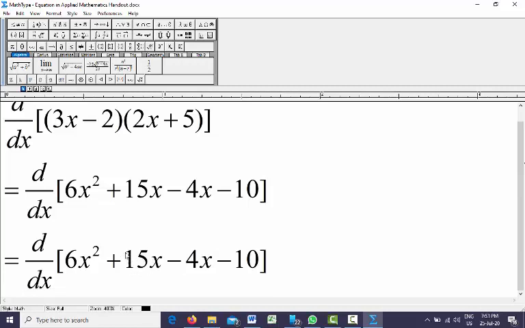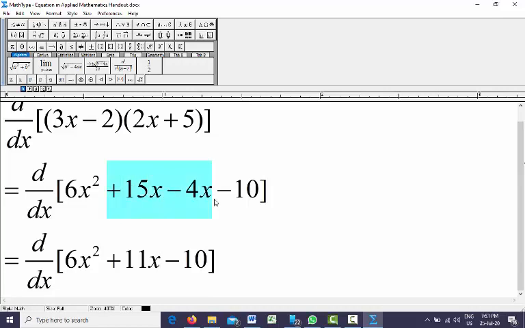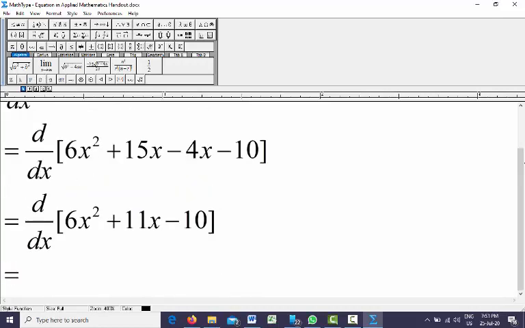Here you can see we have 15x minus 4x, so we can write 11x. We get 11x. So now it has been simplified already. Now we will do differentiation.